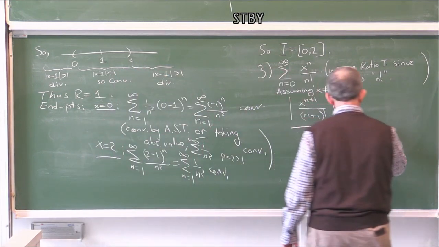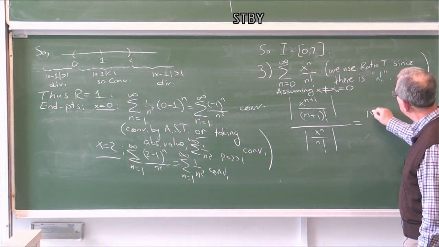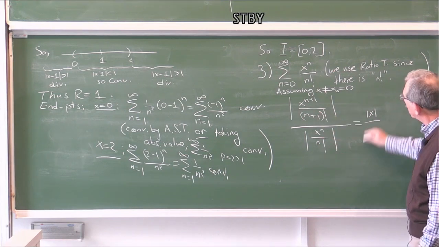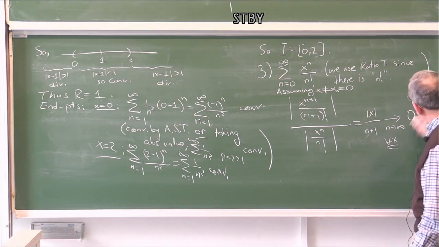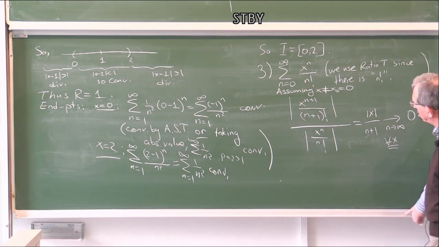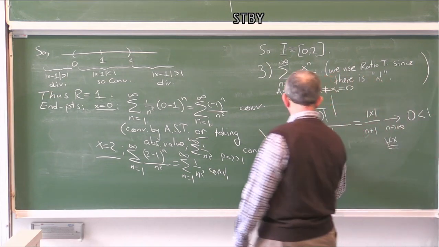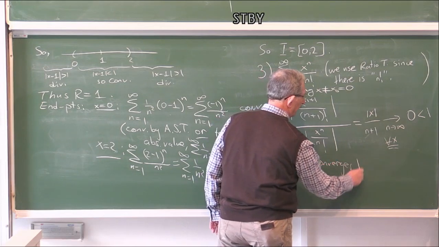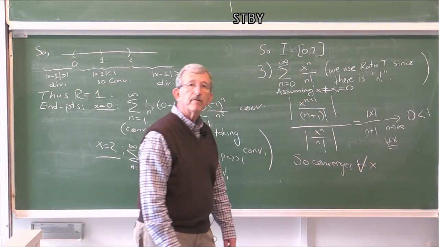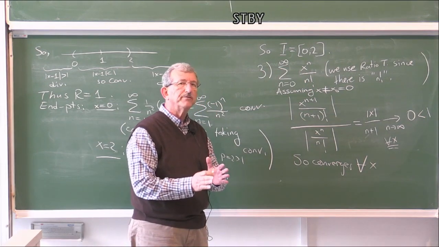Now then, the ratio test tells us that we have absolute x divided by n plus 1. The limit when n goes to infinity is 0 for every x. It does not depend on x. Then this is less than 1 for every x. So the series converges for all x. Okay. We have part B in the theorem.